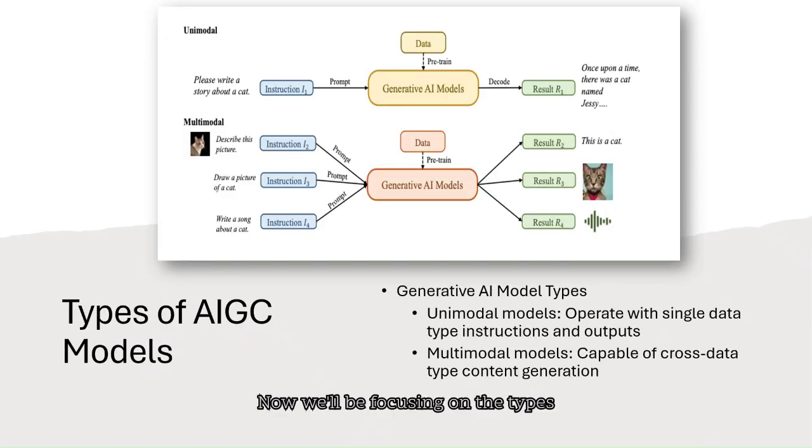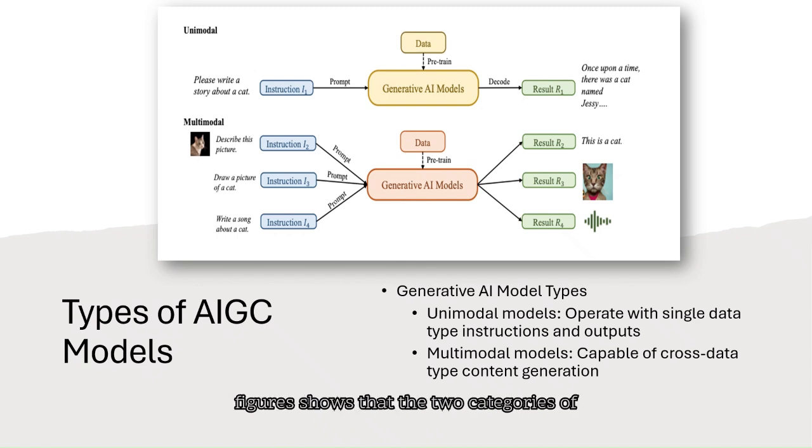Now we'll be focusing on the types of artificial intelligence generated content. These models can typically be divided into two categories, unimodal and multimodal. Unimodal models operate by taking instruction from the same type of data as the content, while multimodal models are capable of receiving instruction from one or more types of data and generating content in another type.